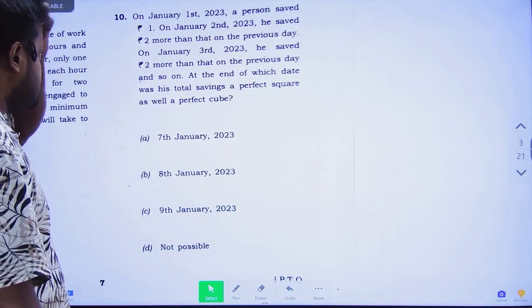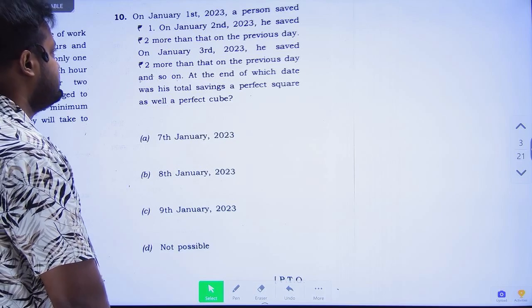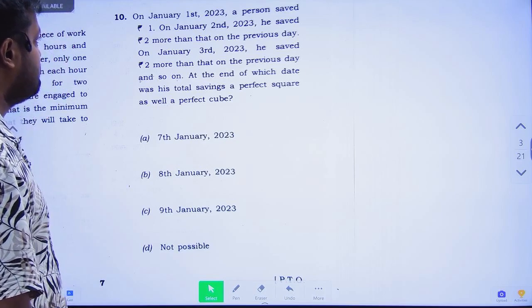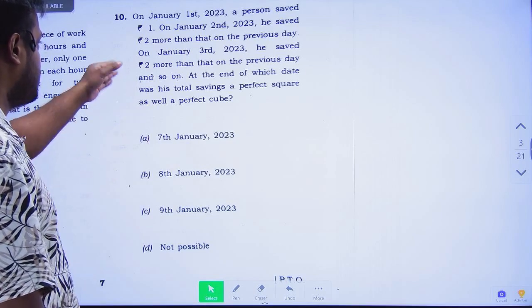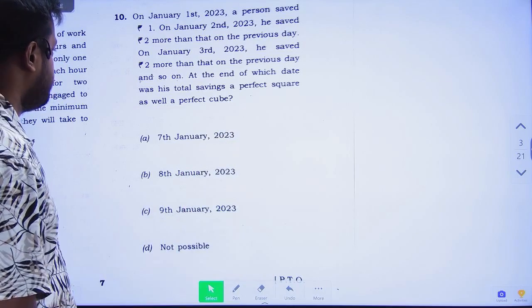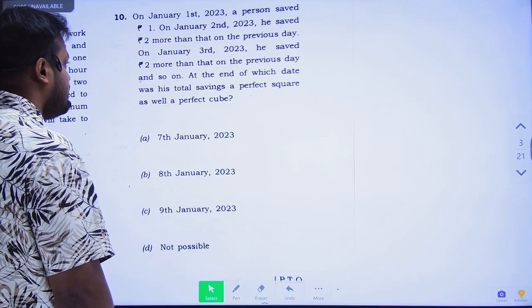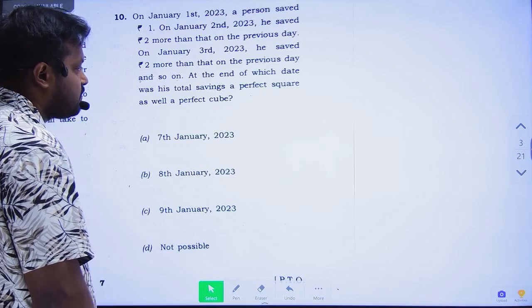On January 1st, 2023, a person saved rupee 1. On 2nd, 2 more than previous day, means total 1 plus 2, 3. On January 3rd, he saved 2 more than previous day, and so on. At the end of which date was he saving a perfect square as well as perfect cube?